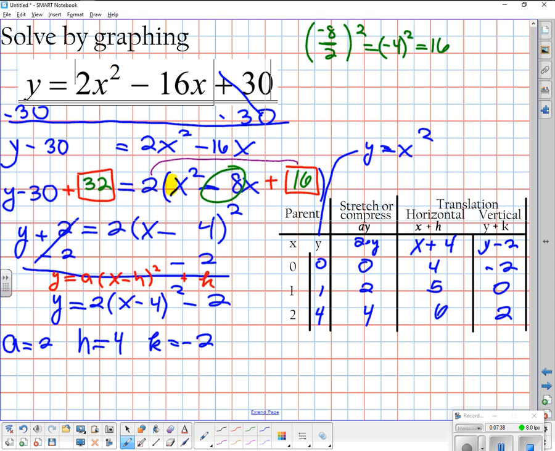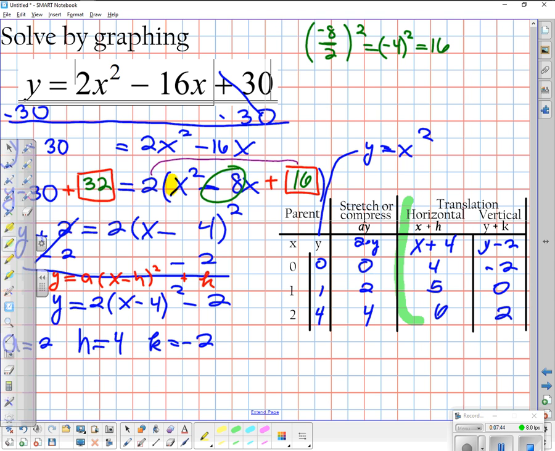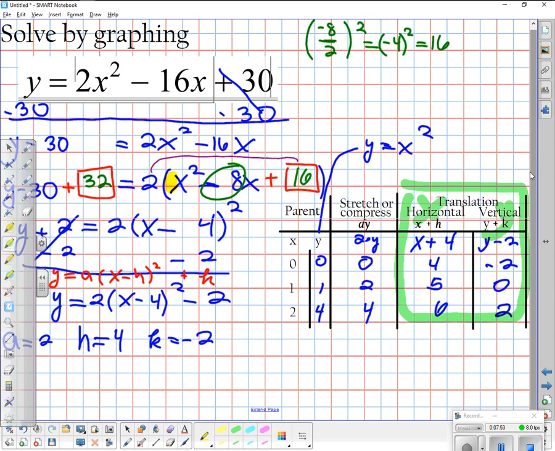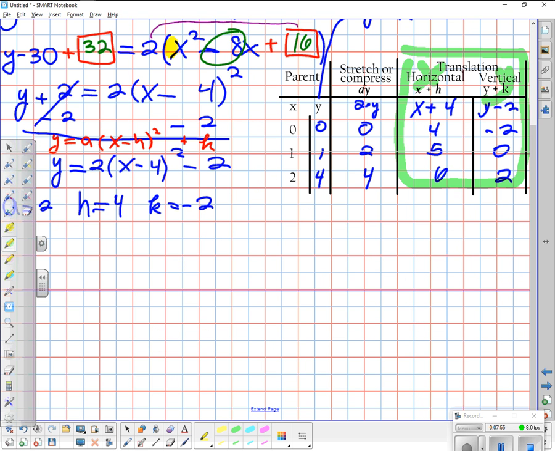Okay, now what I'm going to do is graph these x values and these y values. So this is my x and these are my y values. Okay, so to graph that is putting your x and y axis.